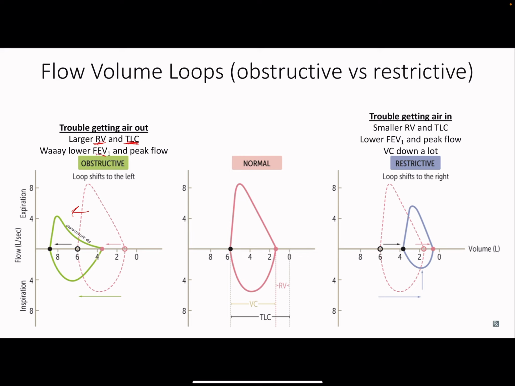You're going to have a really hard time getting air out. That's sort of how we define obstructive lung diseases. So your FEV1 and your peak flow, your PEFR, are going to go down especially.